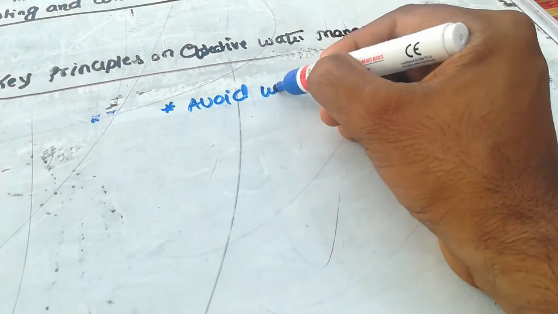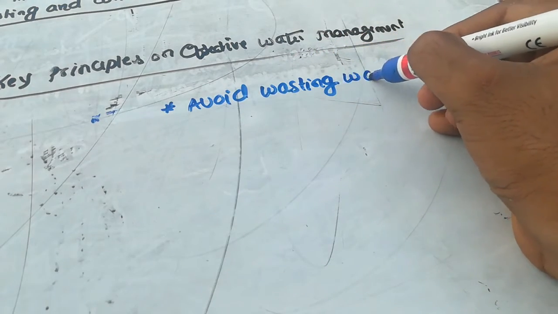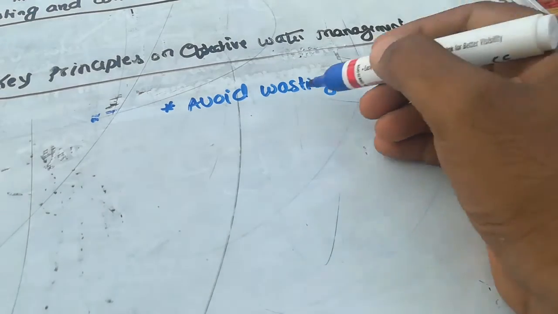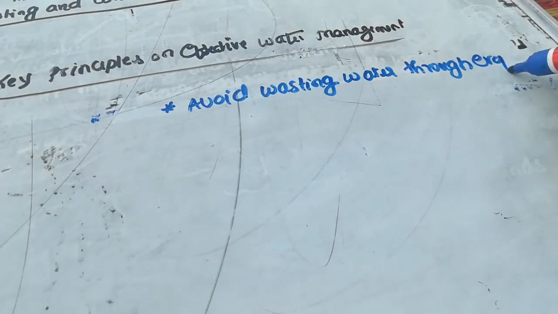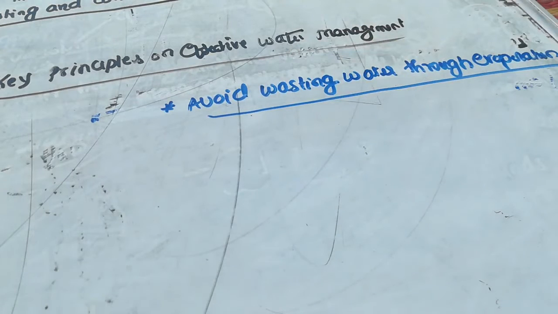Avoid wasting water through evaporation. How can we avoid this? Water that evaporates directly from bare soil is wasteful and is not being used for productive plant growth. It is advisable to maintain full ground cover as much of the time as is practically possible.